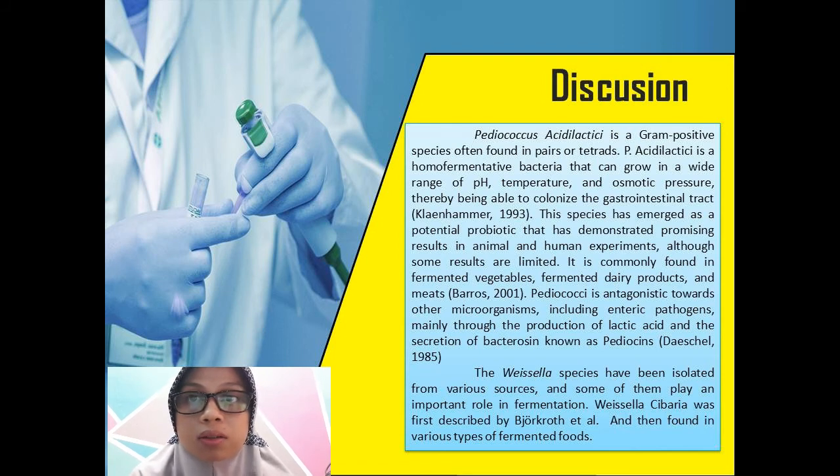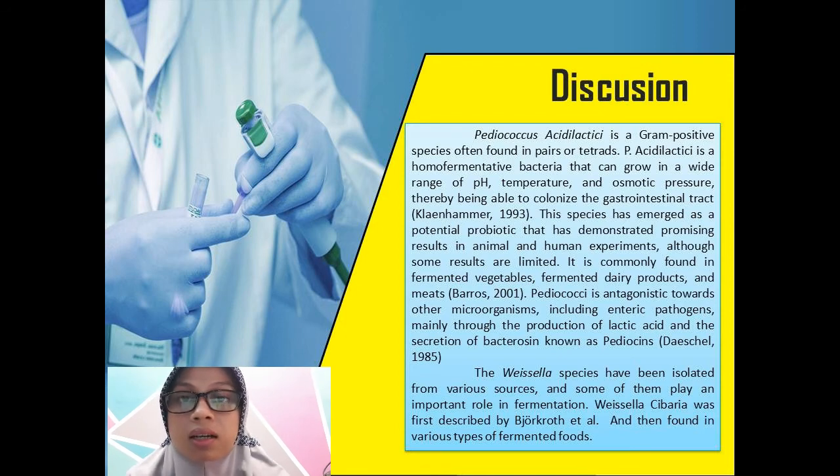Pediococcus is antagonistic towards other microorganisms, including enteric pathogens, mainly through the production of lactic acid and the secretion of bacteriocins known as pediocins. Weissella species have been isolated from various sources, and some of them play an important role in fermentation. Weissella cibaria was first described by Björkroth et al. and then found in various types of fermented food.